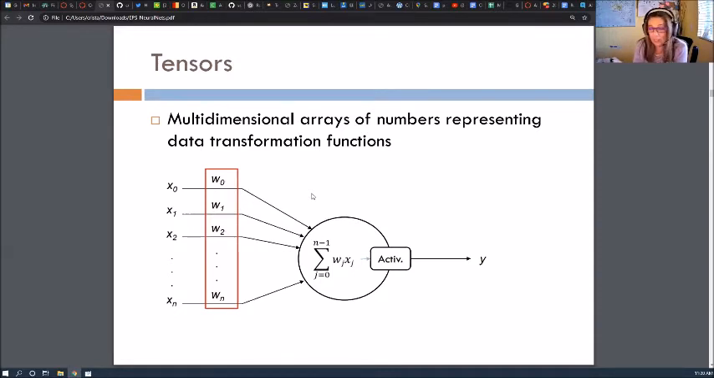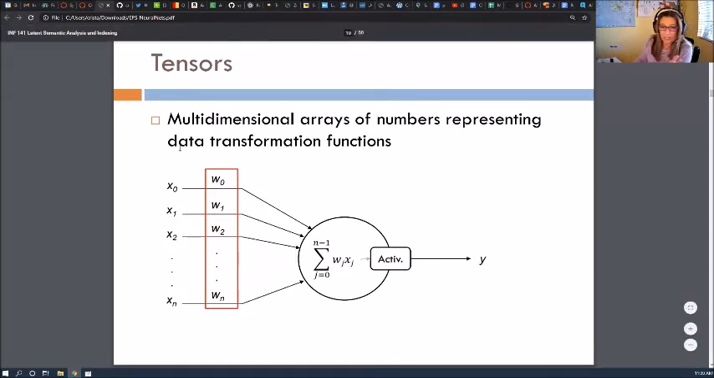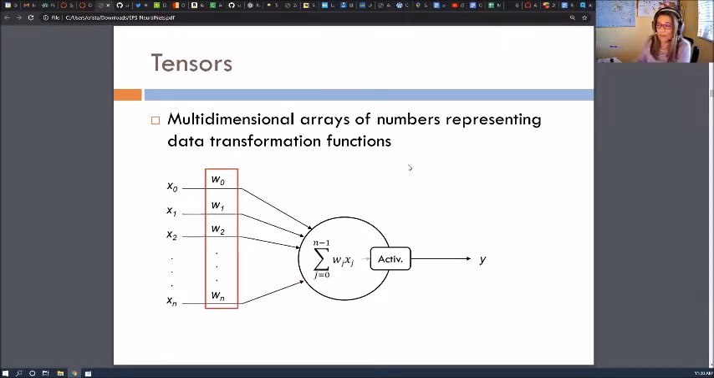In this world of neural networks, everything is a tensor. The data are tensors. The transformations are also represented by tensors. The weights are tensors, the inputs are tensors, the outputs are tensors. They are multidimensional arrays of numbers representing data and data transformation functions.